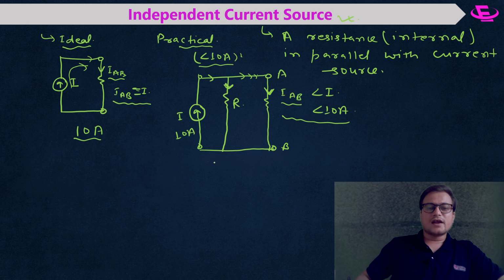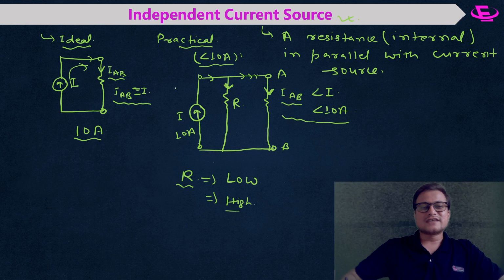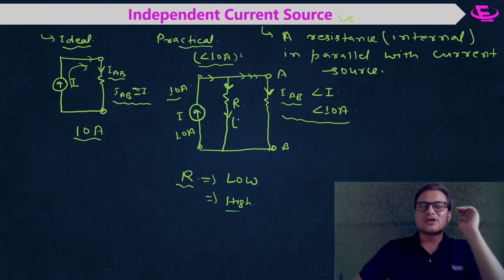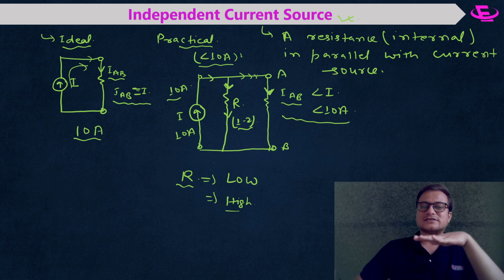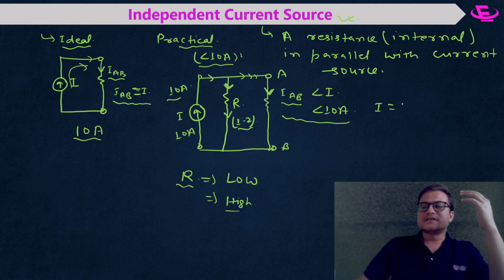For this current source, the value of internal resistance R should be low or high? Now think practically. This is a 10 ampere source. If you are designing a practical current source, there should be hardly a drop of 1 to 2 ampere of current through this resistance, and the rest of the current should pass through this. So what do you know about current and resistance?